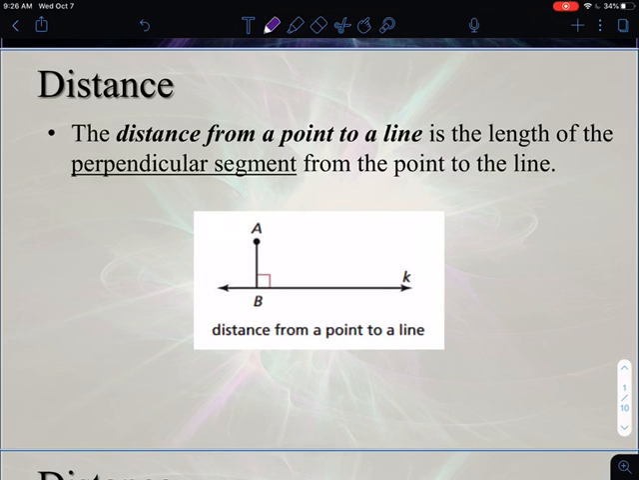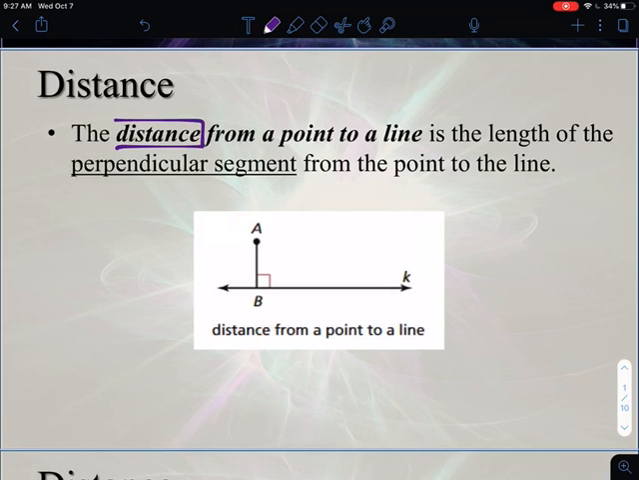Distance. Now we've talked about distance in the past. So distance between 2 points, and we had a distance formula, which we're going to come back and visit here in a second. But when we talk about distance from a point to a line, it's a little bit different. So from one point to another, there's only one way to go from one point to another point. But if I want to go from a point to a line, there's lots of different ways I could go. I could go from point A down to line K here, or I could go from point A to here. I could go from point A to here. So there's lots of different options there.